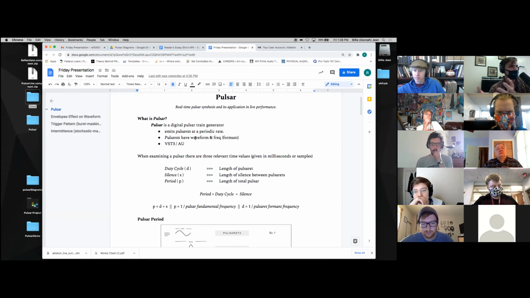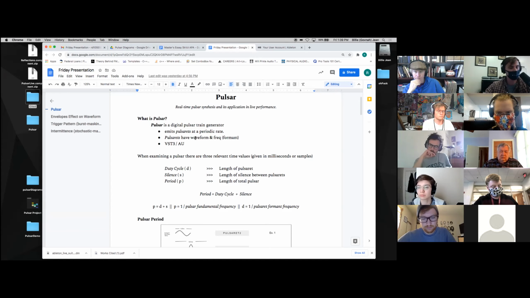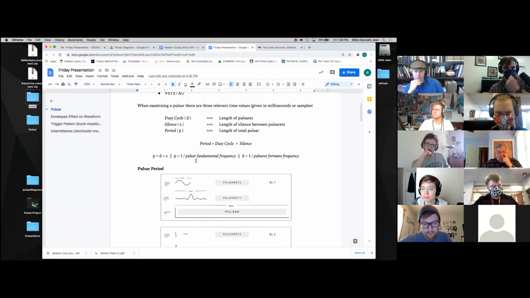And then you can start using all the things that you might use Serum for, wavetable interpolation and switching between those waves. It can have cool transformations of sound. Each pulsaret has a waveform and a frequency. So not only does it have its own spectrum according to the waveform, it's played back at a frequency, right? This will become clear in this picture.